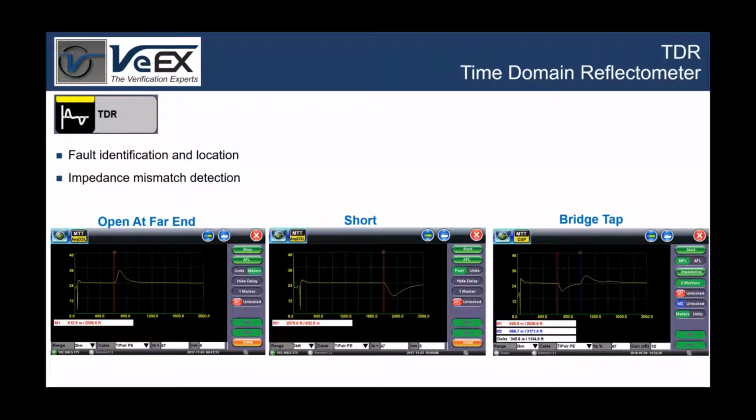You can see with the bridge tap, you can take 2 markers and place them accordingly to determine the distance to the bridge tap and the length of the bridge tap by placing the 2 markers where they are, and you can see the delta distance. Within the TDR, we've also implemented an impedance mismatch detection function, which will report the presence of various impedance mismatch events.